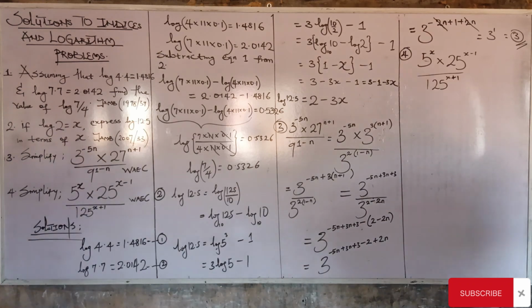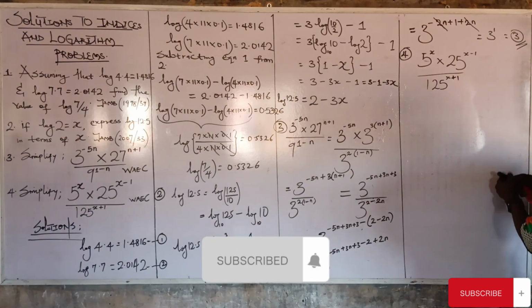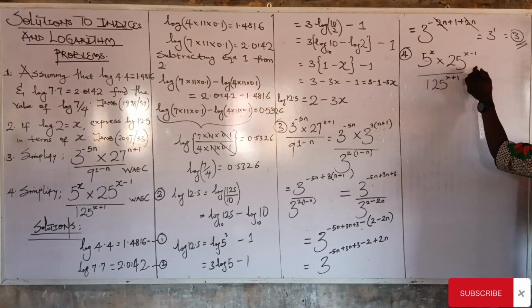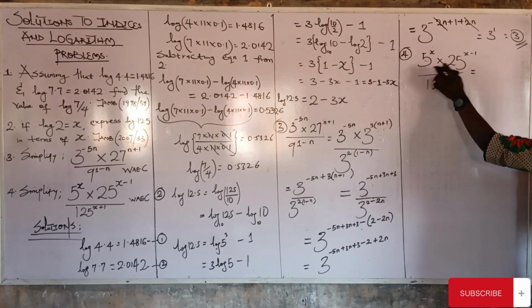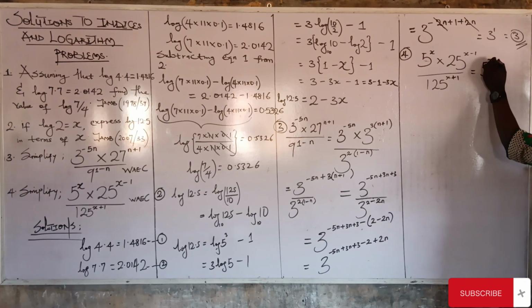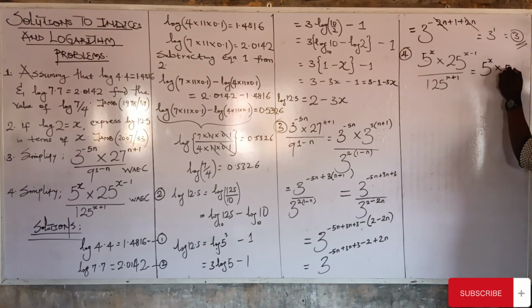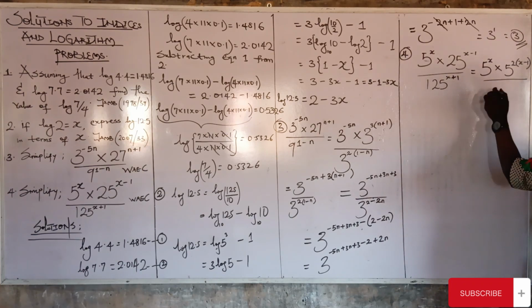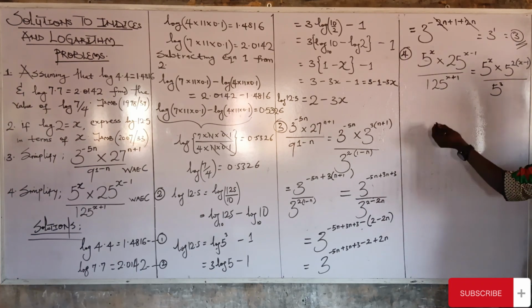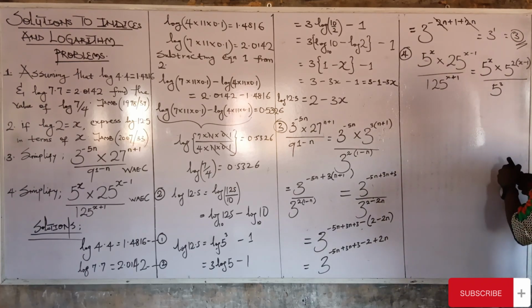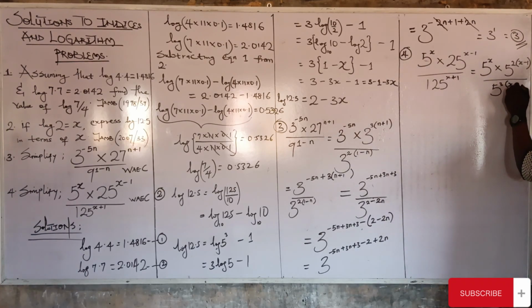Very simple. What you need to understand here is the same thing I did here. Try to make sure that this base and this base are the same. So we have 5 to the power of x times 25, which is 5 squared, to the power of x minus 1. Then we have divided by what? 125, which is 5 cubed. Because 5 times 5 is 25, and 25 times 5 will give you 125. So 3 times x plus 1.